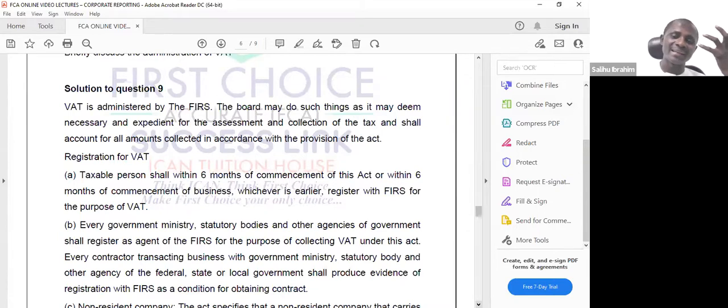Now, what is the registration deadline? Before the Finance Act 2019, you are expected to register for VAT within 6 months of commencement of business, or within 6 months of coming into effect of the Value Added Tax Act, VAT. What this means is that you have to look at the date of your commencement of business up to the present moment, and the date where the value added tax came into effect up to the present moment. Which one is shorter? The one that is shorter is the one within which you are going to register for VAT.